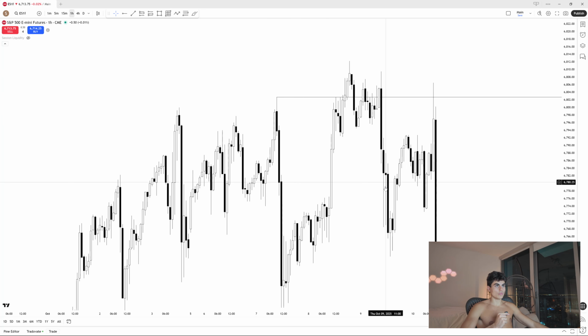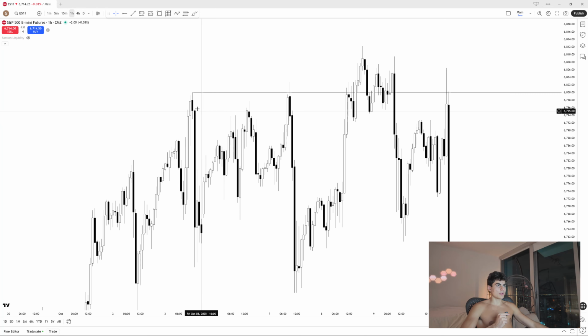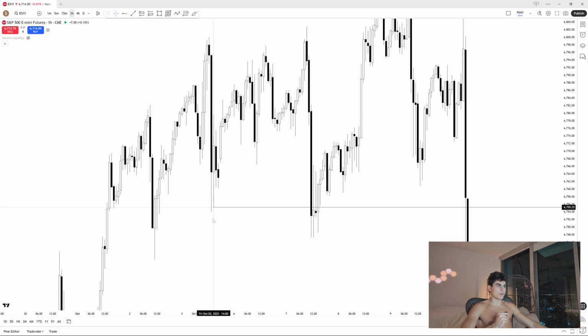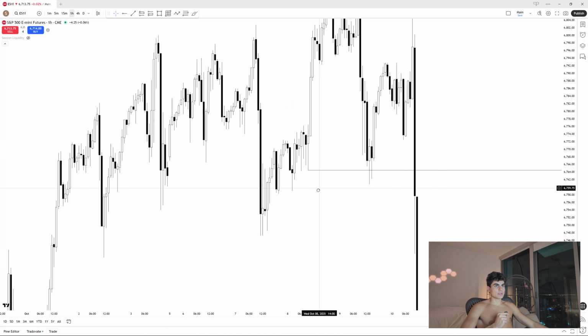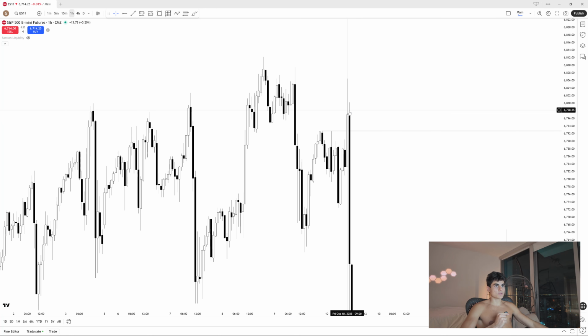Liquidity sweep, reversal here. Okay, let's go right here. Very, very obvious liquidity sweep, reversal, literally the next candlestick out after that. Right here, it's a low. Price comes down, sweeps liquidity, reverses. Here is a low. Price comes down, sweeps it, reverses. Here is a high. Price comes up, sweeps it, reverses.